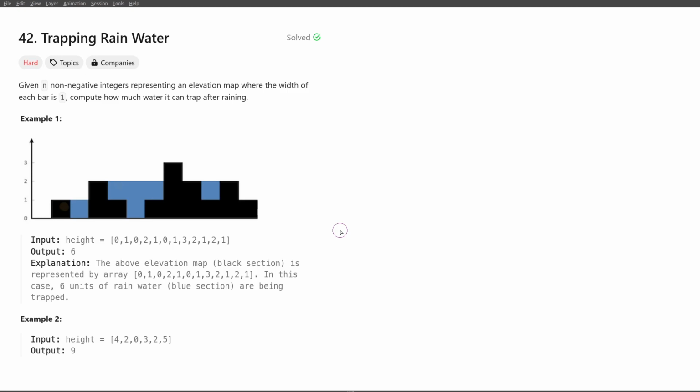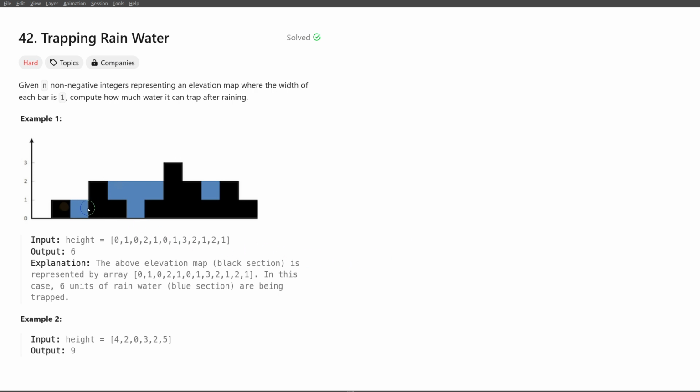Hello everyone! Today we'll talk about the problem trapping rainwater. The statement is short, so let's read it. We're given n non-negative integers representing an elevation map, where the width of each bar is 1, and we have to compute how much water it can trap after raining.